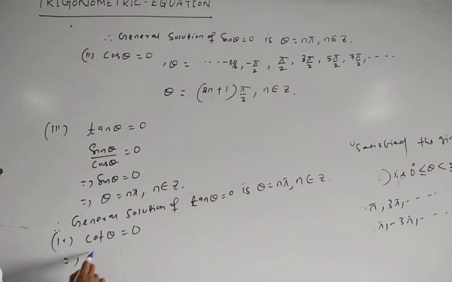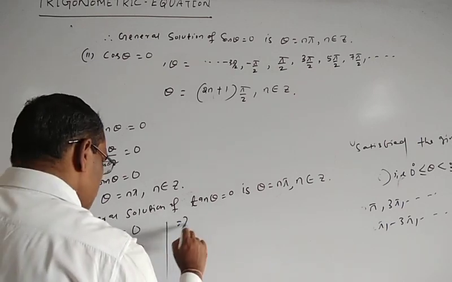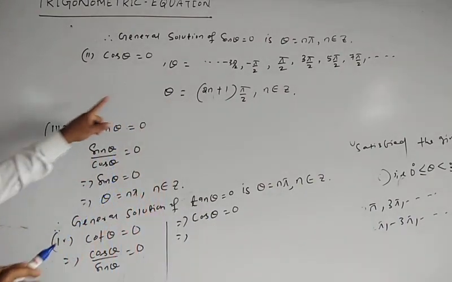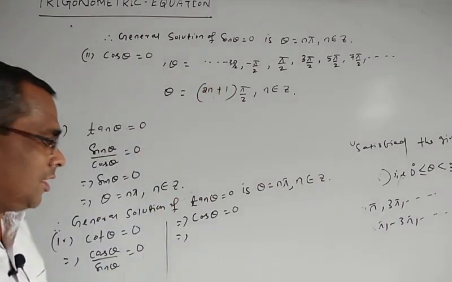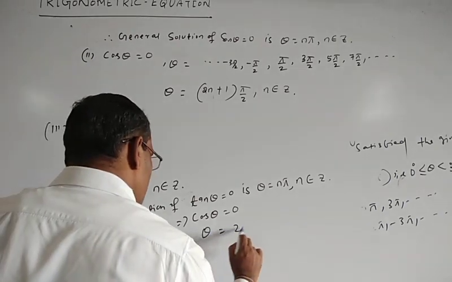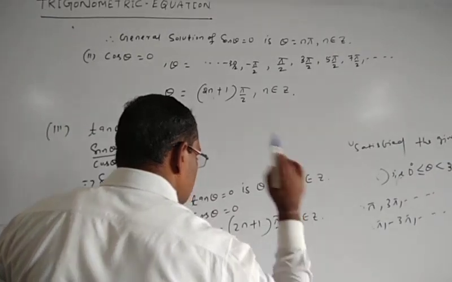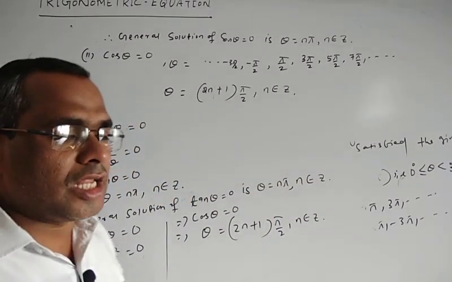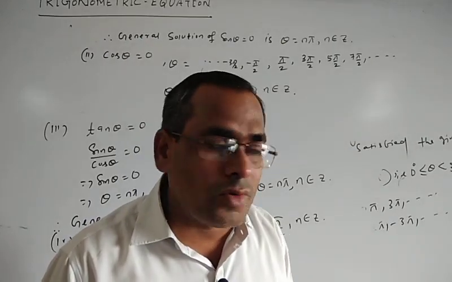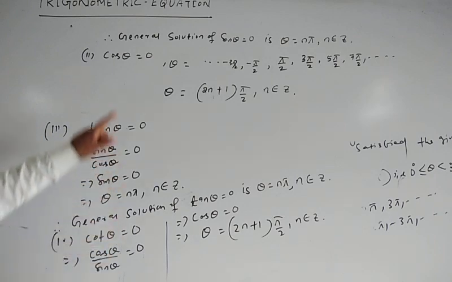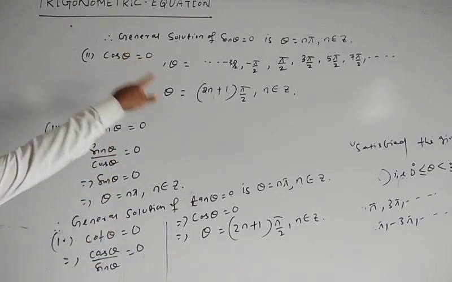So cot theta means what? Cos theta by sin theta. So cos theta by sin theta is equal to 0 means cos theta is equal to 0. You know cos theta is equal to 0 means theta is equal to (2n plus 1) into pi by 2, where n belongs to Z set. Therefore the general solution of cot theta is the same as the general solution of cos theta. Similarly, the general solution of tan theta is the general solution of sin theta.